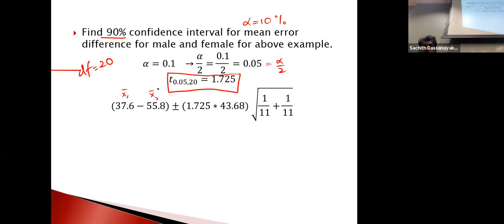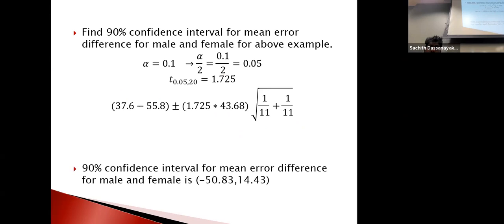Next, plug those values here. X1 bar you can find from the question, from the same example. This is T alpha over 2 comma degrees of freedom. This is your Sp, the pooled standard deviation. This is n1 and this is n2. That's it. Do some math, simplify this a little bit. You will get the 90% confidence interval for the mean difference between male and female. This is your 90% CI. Once you simplify this, you will get this result.